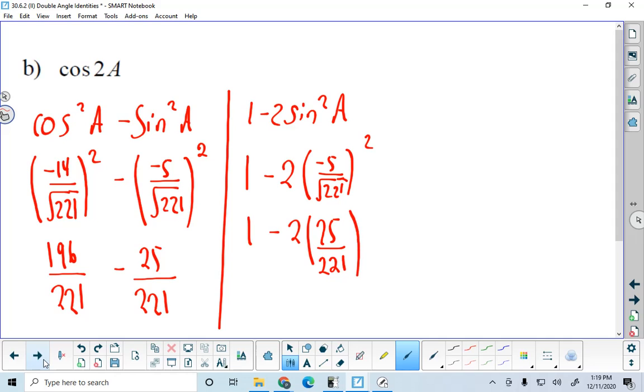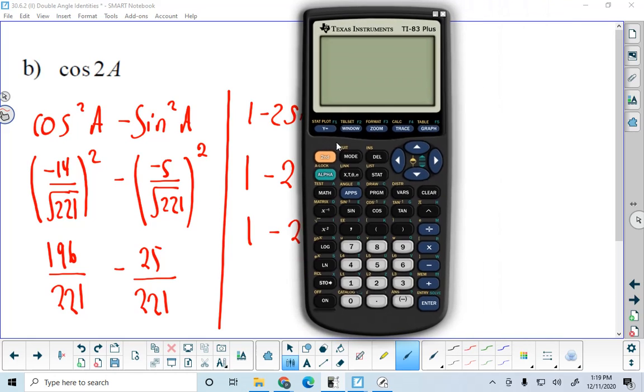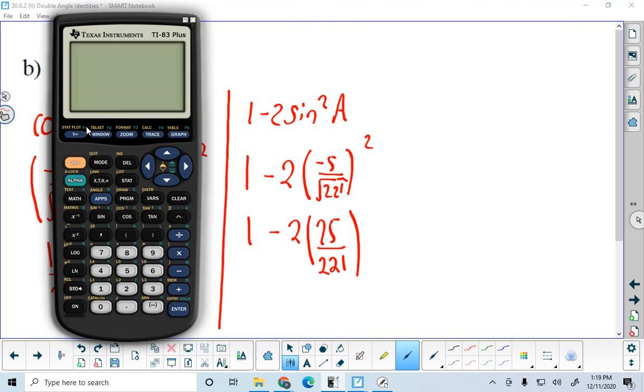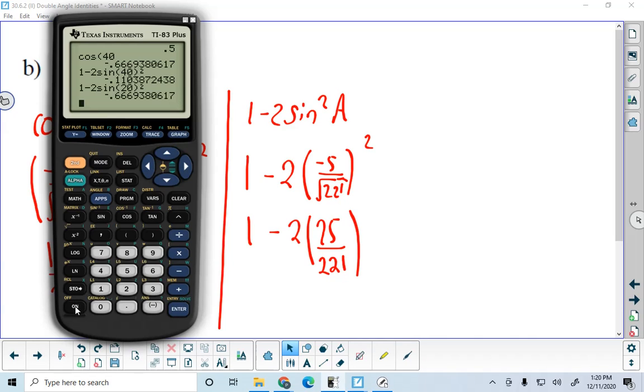I squared the negative 5 and I squared the root 221 just because, you know, it really doesn't matter, even if it were a written question. I'm going to use my calculator here to figure out what that's equal to. 1 minus 2 multiplied by in brackets. I don't need the set of brackets, but that's okay. I get this number. If I convert this to a fraction, I get 171 over 221.